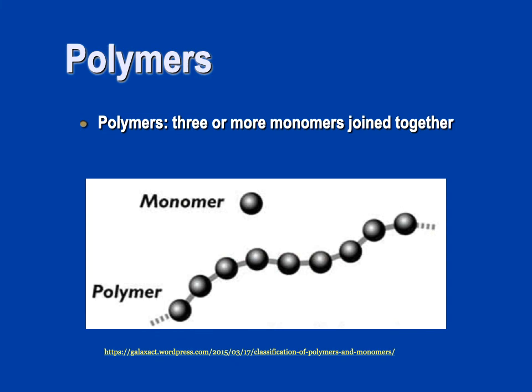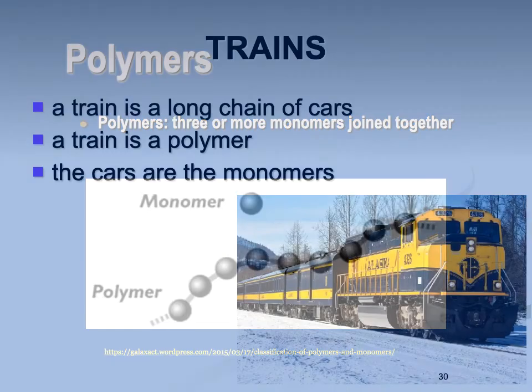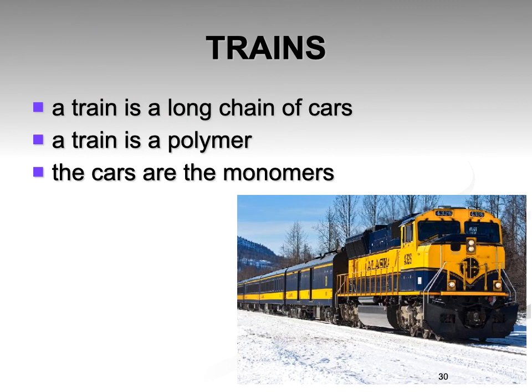Poly means three or more monomers joined together. We came up with this a couple of years ago: a train. A train is a long chain of cars. The train is a polymer, and the individual cars that you attach to it are the monomers. You can have a long chain, or a long train in this case, or you can have a short train.